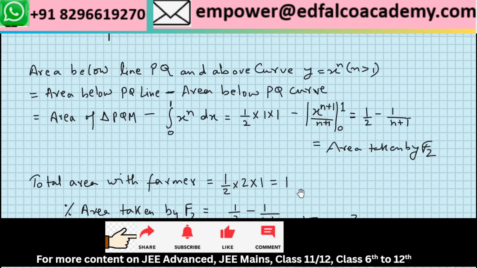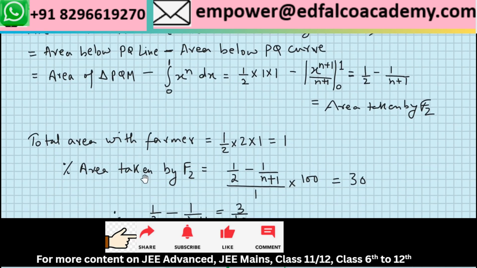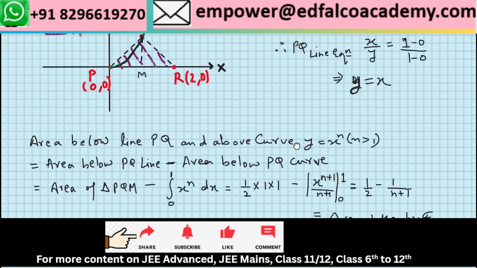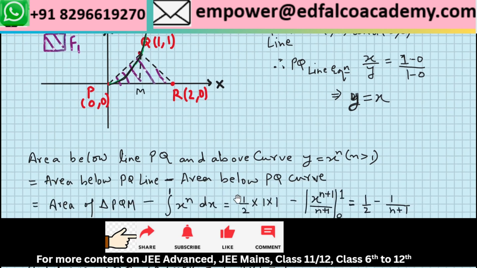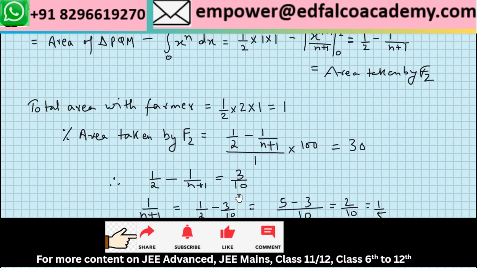So now the total area that was available with the farmer, that is nothing but the area of this entire triangle, for which the base is 2 and the height is 1. So it will be half into 2 into 1, which means it will be equal to 1. So that is the total area with the farmer F1. Therefore the percentage area taken by F2 can be written as the area actually taken, which is half minus 1 by n plus 1, which we just calculated, divided by the total area with farmer 1, into 100, and that is nothing but 30%, right?